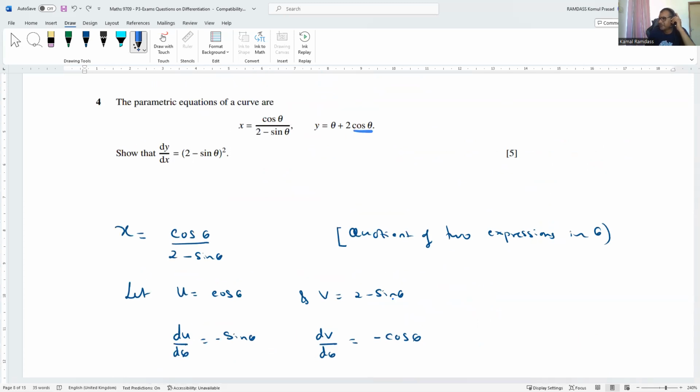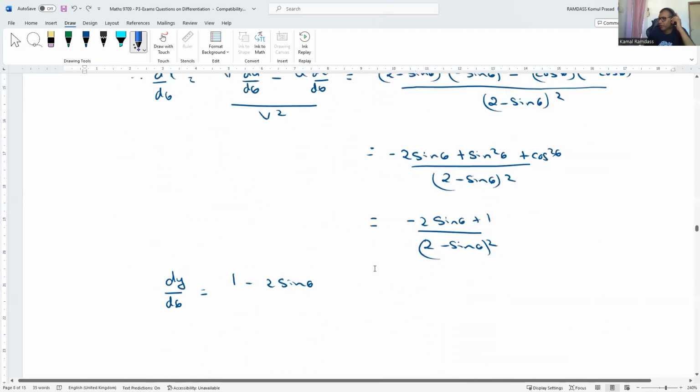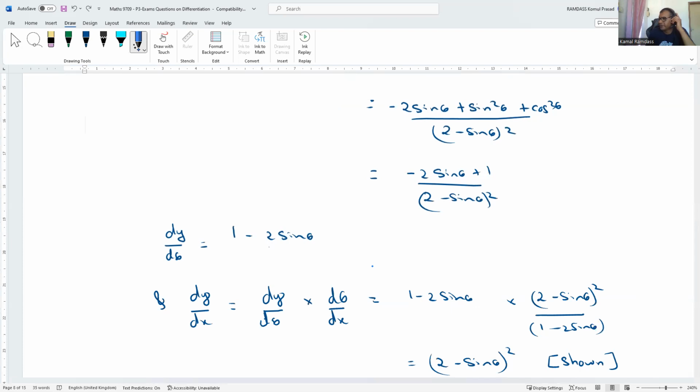Because the differentiation of cos is minus sin, we get dy by d theta is 1 minus 2 sin theta. And dy by dx, we take dy by d theta multiplied by d theta by dx, which means multiplied by the reciprocal of this part: 1 minus 2 sin theta, multiplied by (2 minus sin theta) squared divided by 1 minus 2 sin theta.